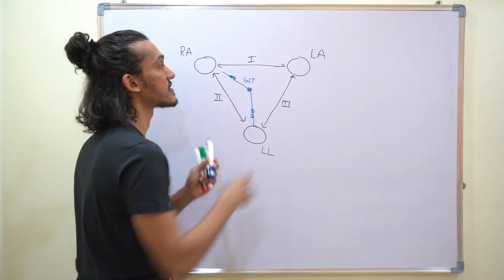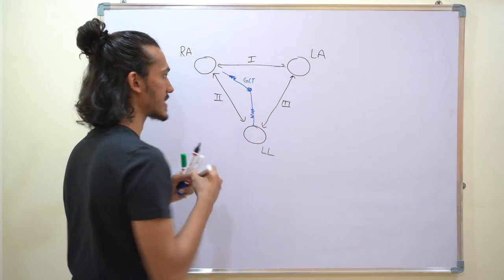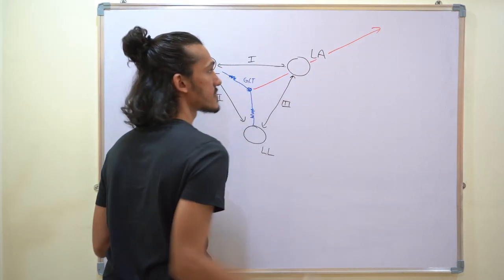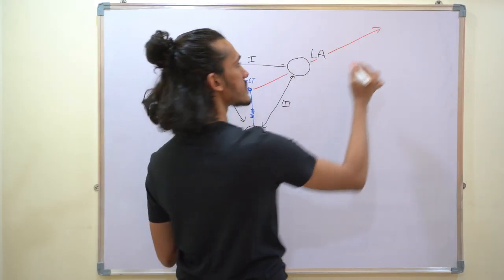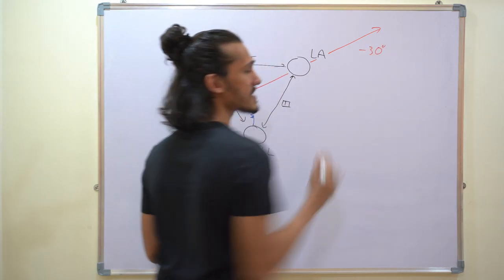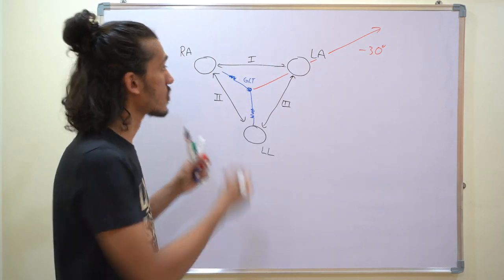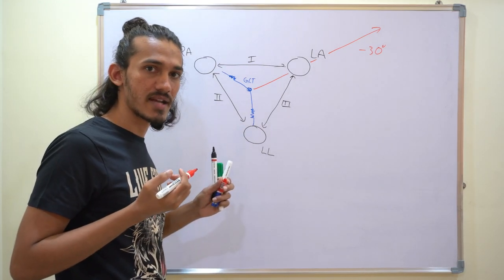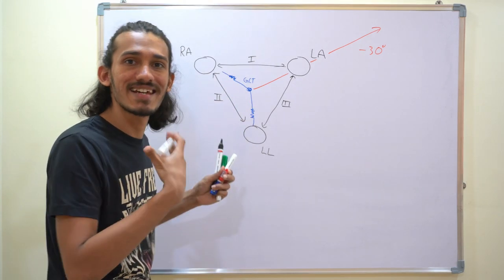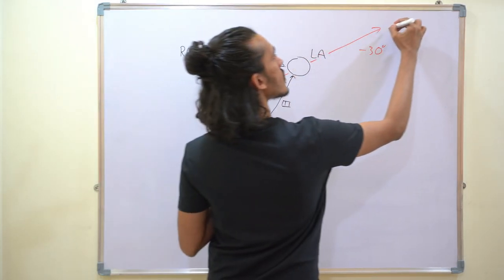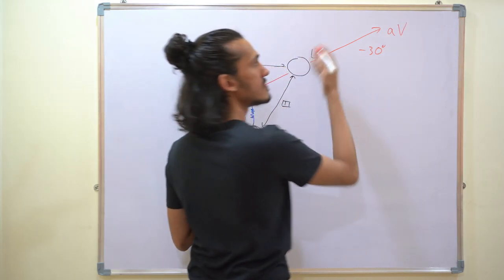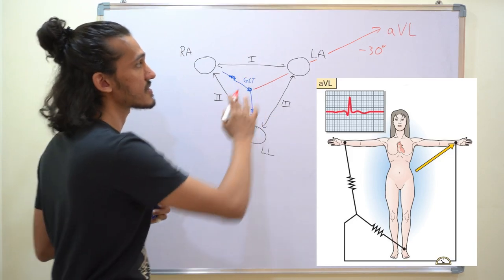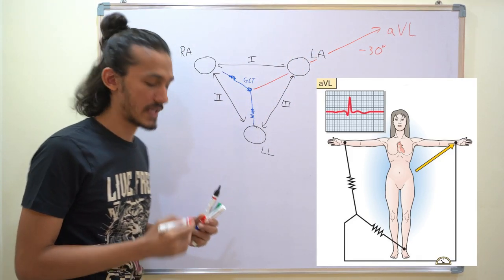Now we take this electrode, and with respect to the Goldberg central terminal, we are measuring this. It's going in the same direction, so it is minus 30 degrees itself, that isn't changing. But what happened is that the impulses are more augmented. So these are called augmented limb leads. We call it AV left arm, so we call it AVL. That AVL is minus 30 degrees.